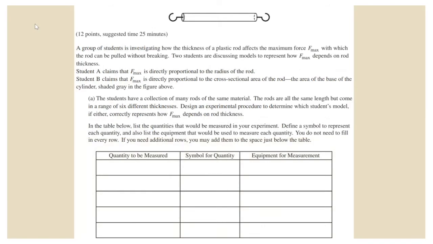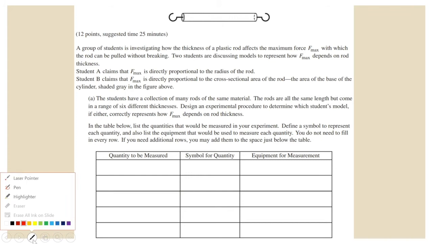Part A of this question says the students have a collection of many rods of the same material. The rods are all the same length, but come in a range of six different thicknesses. Design an experimental procedure to determine which student's model, if either, correctly represents how F max depends on the rod thickness. In the table below, list the quantities that would be measured in your experiment. Define a symbol to represent each quantity, and also list the equipment that would be used to measure each quantity. You do not need to fill in every row. If you need additional rows, you may add them to the space just below the table.